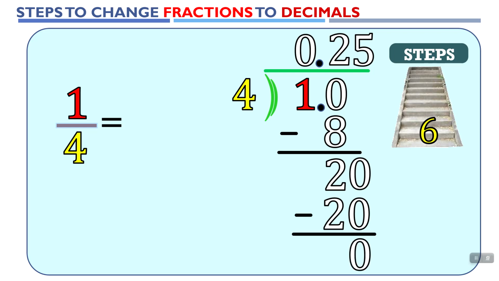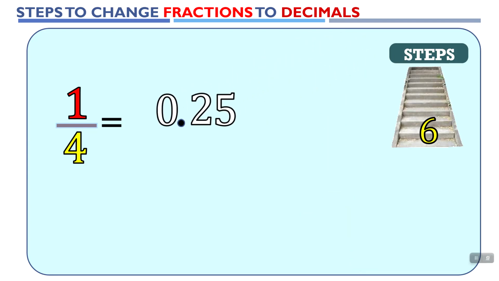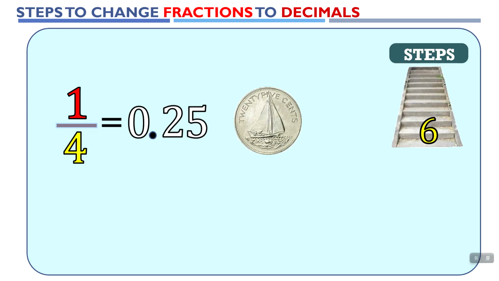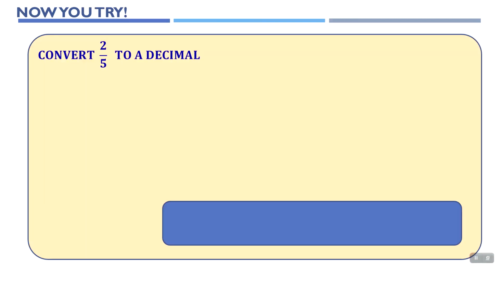And when we subtract and get 0, we stop. And we say our answer is 0.25. And we can see that that is 25 cents. Now you try. Let's convert 2 over 5 to a decimal.